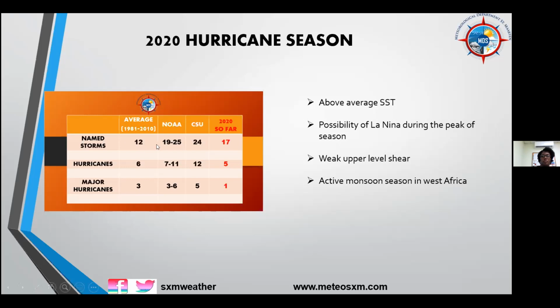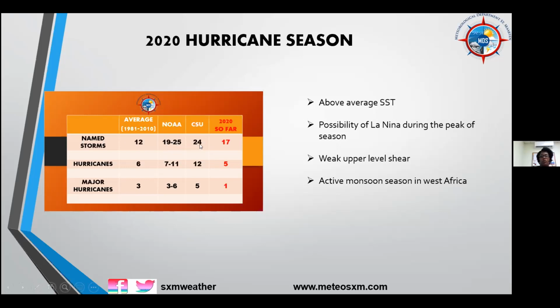NOAA, which is the National Hurricane Center in Miami, in their last predictions has increased their numbers to 19 to 25 named storms. That's what they expect in this season. So you see they have 25, so this is way beyond our 21 on our list. So for sure, if it has to go by this, we are surely going into the Greek alphabet this year.